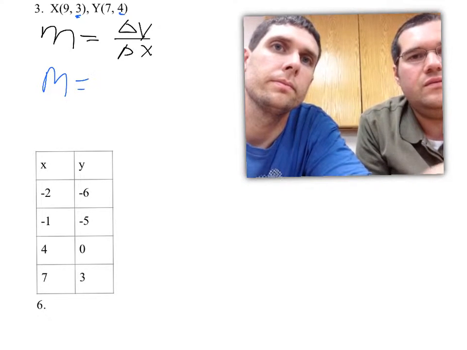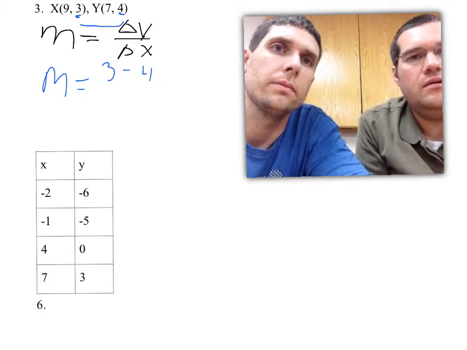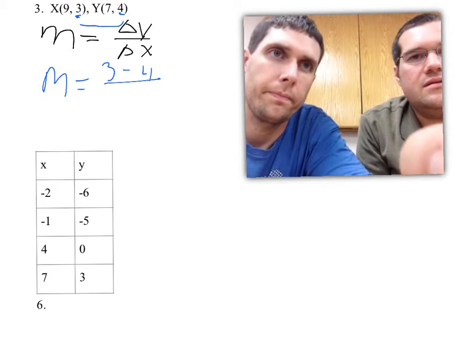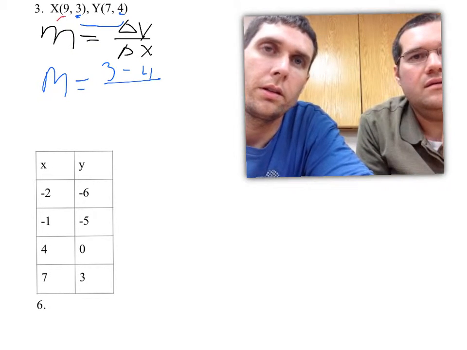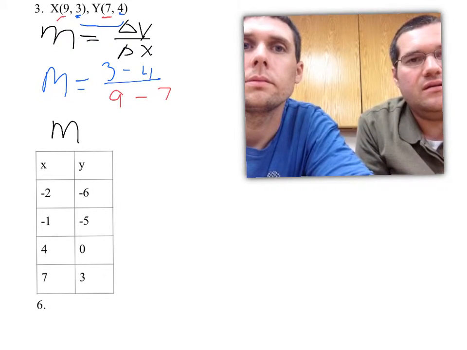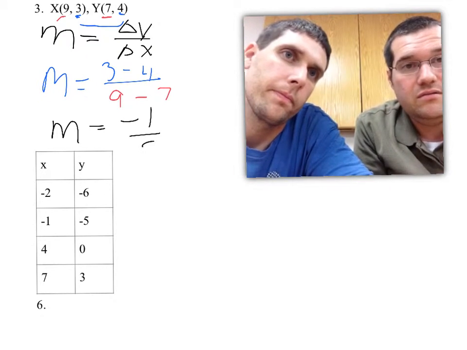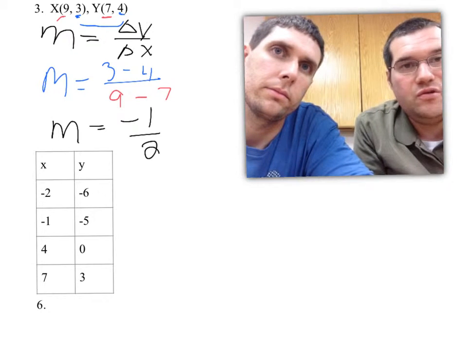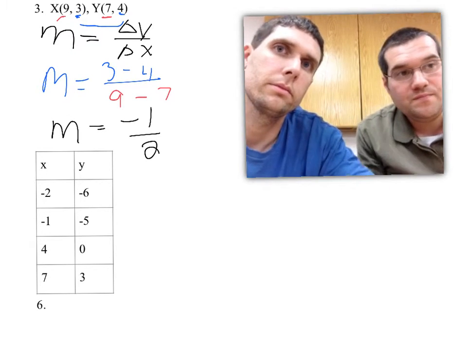So m equals, and I want to go from my left to my right. So I'm going to go 3 minus 4, and then for my x, which is 9 and 7, in the same order. So I'm going to do 9 minus 7. So when it's all said and done, it's pretty basic arithmetic. 3 and a negative 4 is going to give me a negative 1. 9 minus 7 is 2. So my rate of change for those 2 points is negative 1 over 2.